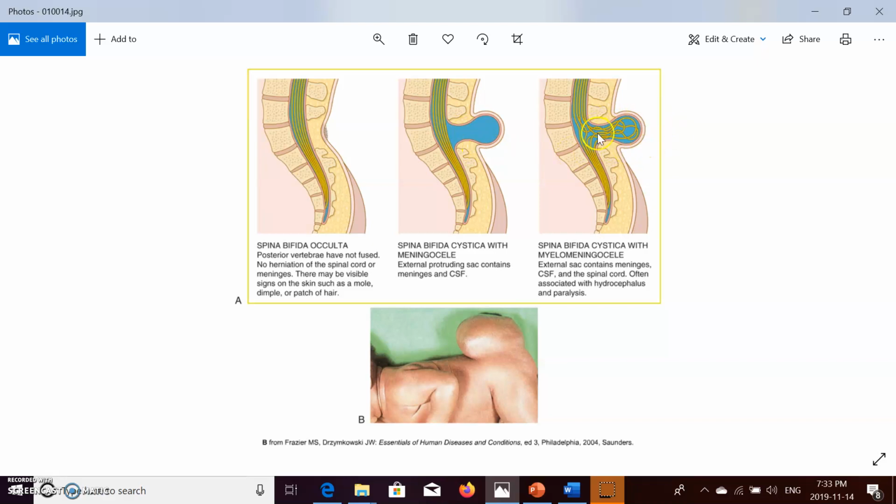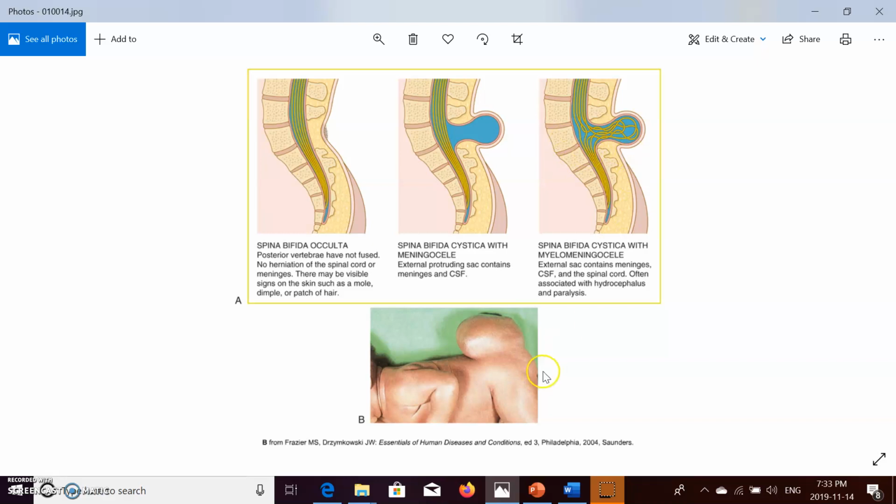Here's the spina bifida cystica with a myelomeningocele. Myelo is the combining form for the spinal cord. So the spinal cord is fully bulging forward. This person will have paralysis in their life from this condition. It's a very severe form.